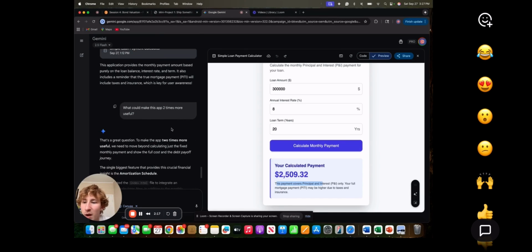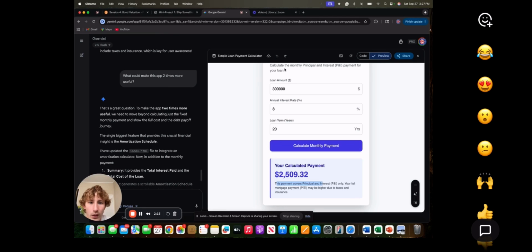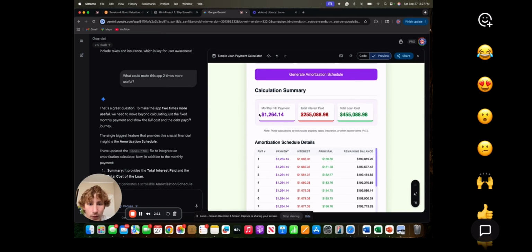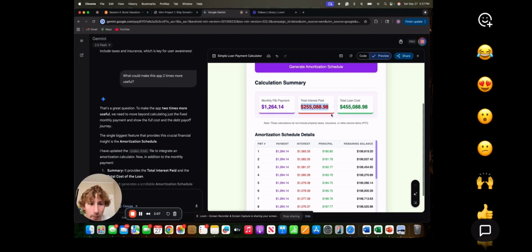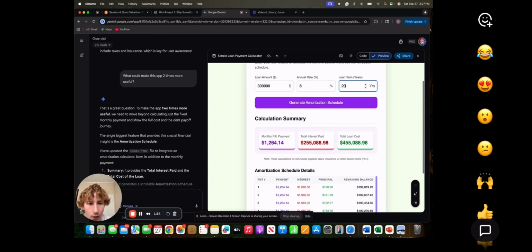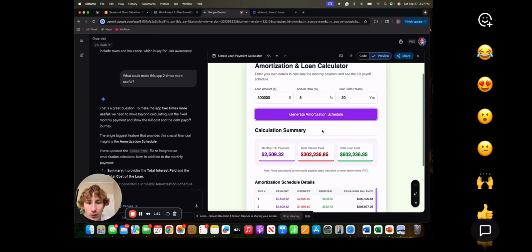And then for evolve, I asked Gemini, what can make this app 2 times more useful? And it created this, where it shows the monthly P&I payment and then all the interest that was paid on top of it and the total loan cost. So let's see, if we start here with 300,000 and do the same interest rate of 8% for 20 years, and calculate this, we're paying $302,000 in interest.